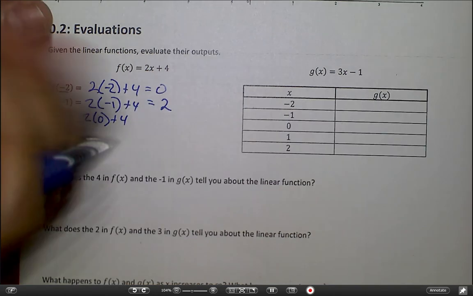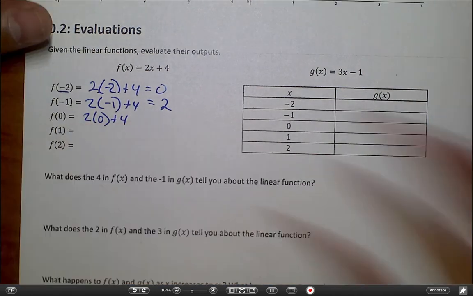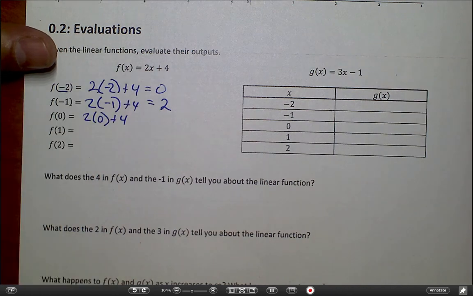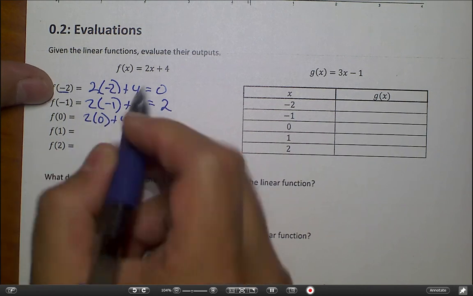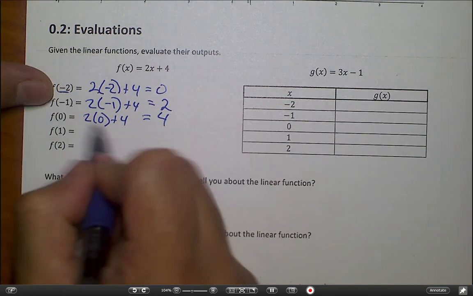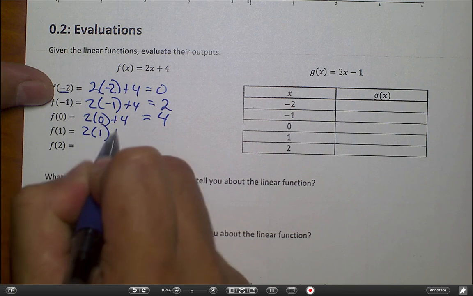If you notice, I'm writing this out, all the steps, so you guys could actually see this. And I'm hoping you people will partake in the same thing. Don't just throw out answers because that's not very helpful. 2 times 0 plus 4? There we go. All right, so 2 times 1 plus 4.